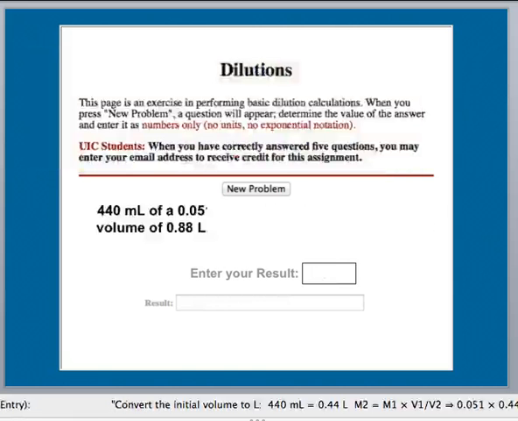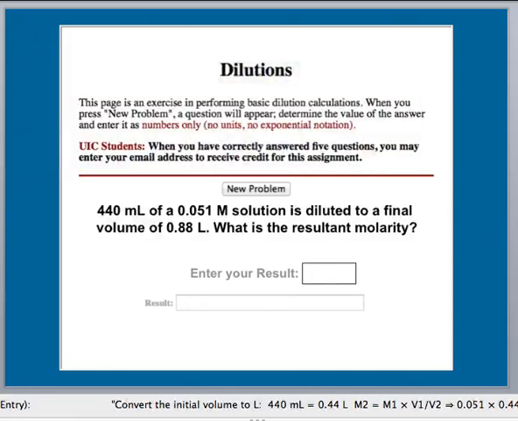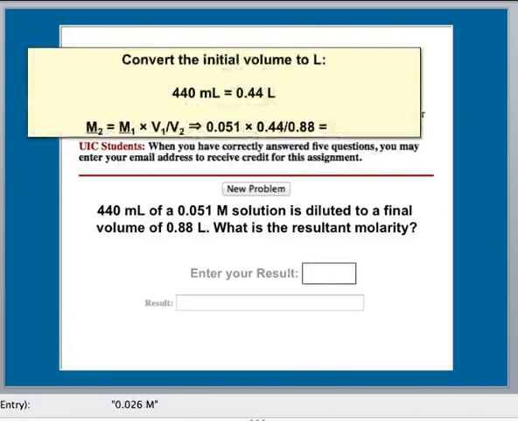Standard formula. 440 mils, 0.05 molar. Our final volume here is 0.88 liters. What is our final concentration? C1 V1 equals C2 V2. All we're doing is solving for C2. Final concentration is going to be initial concentration, initial volume, divided by our final volume. We are at 0.026 molar.